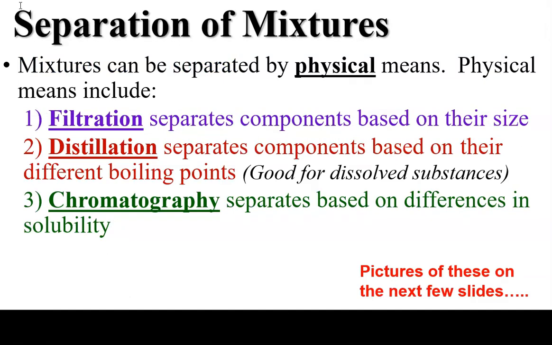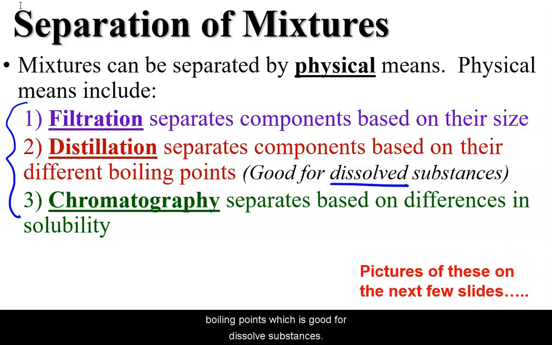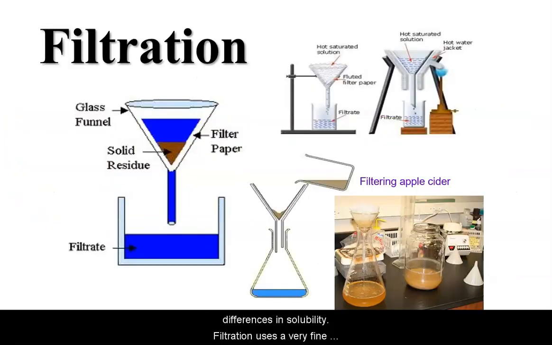So for dissolving, these are the 3 different ways we can change back into our original physical mixture. You have filtration, which separates components based on their size. Distillation, which separates components based on their different boiling points, which is good for dissolved substances. Chromatography, which separates based on differences in solubility. So filtration uses a very fine filter paper, usually between 10 microns to a centimeter in diameter, depending on what you're trying to filter out.